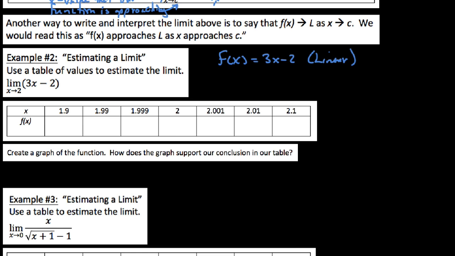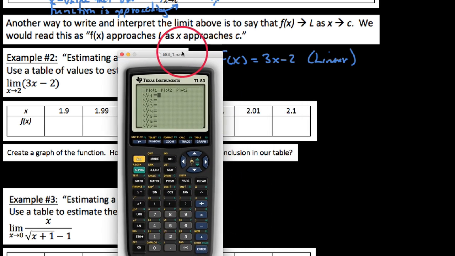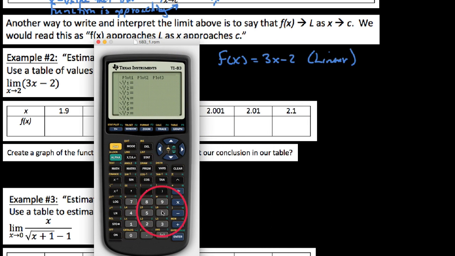We're saying, what are our y values getting really close to as our x value gets really close to 2? So in order to evaluate this on a table, first things first, we're going to go ahead and plug our function in for y equals on our calculator here. And so we say 3x minus 2. And in order to get a table, just right behind graph here, it does say table. If you go to table, it should pop up a table for you.